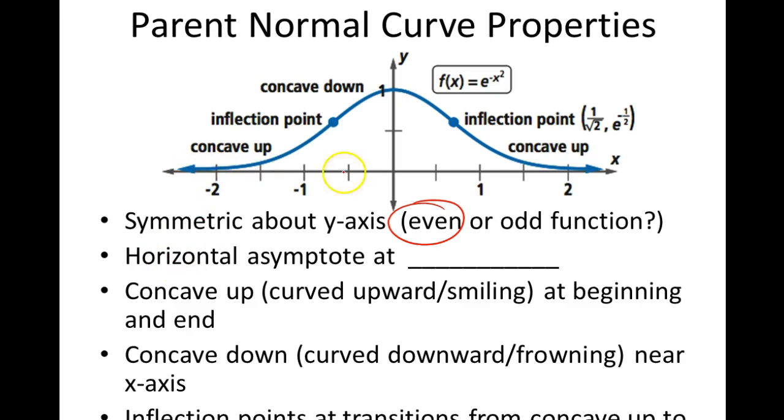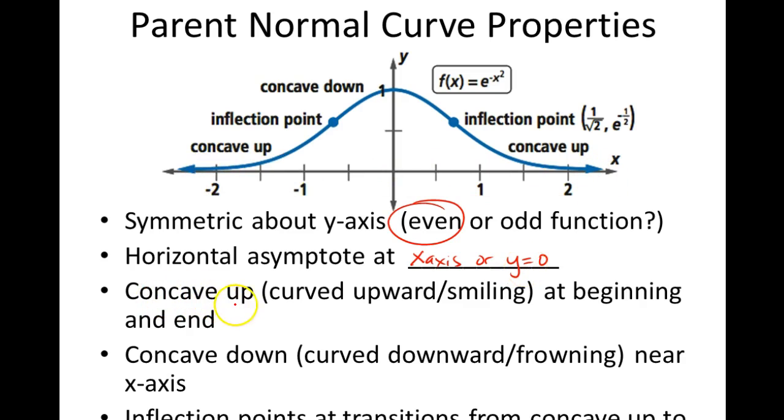It does have a horizontal asymptote on the x-axis. Many times, however, the book will ask you, or you'll be asked, to identify the asymptote in equation form. This is a description of where it is, but the equation for the asymptote is y equals 0. Y equals a number is always going to be a horizontal line, and the horizontal line is right on the x-axis, so it's y equals 0.